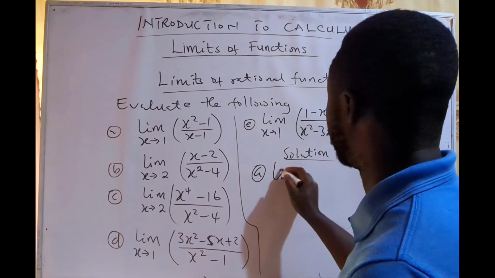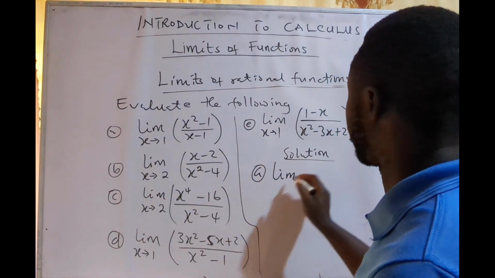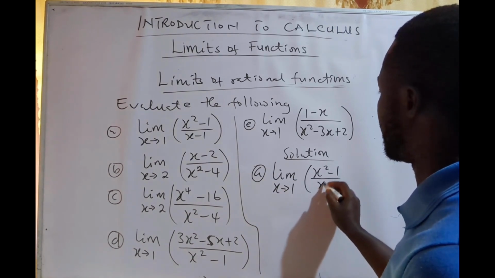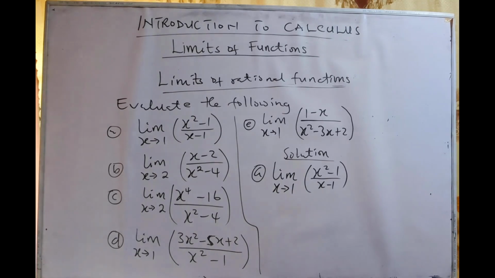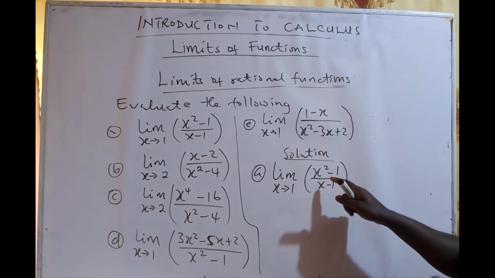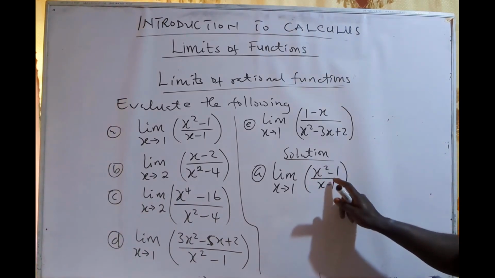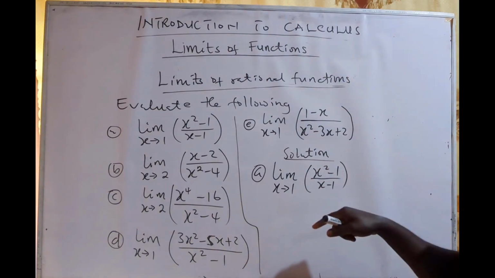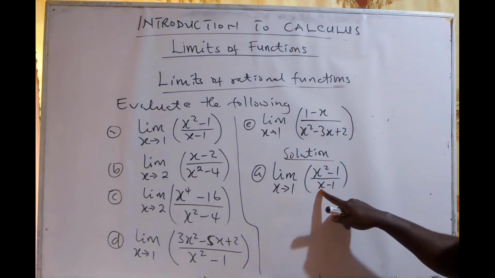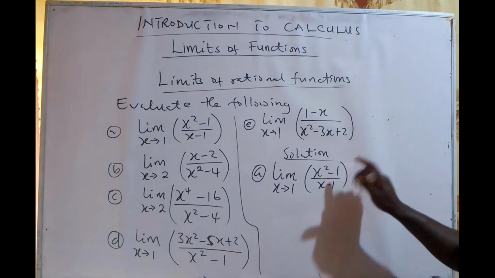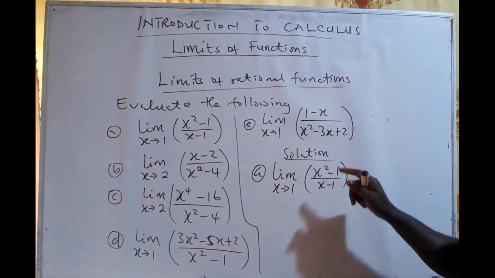So we have the limit as x approaches 1 of x squared minus 1 all over x minus 1. If I want to find the limit, I'll substitute x into the function. I have to check the denominator, so that the limit does not become undefined. The denominator here is x minus 1, so if I substitute, 1 minus 1 gives me 0. It means the denominator will be 0, which will make the function undefined.